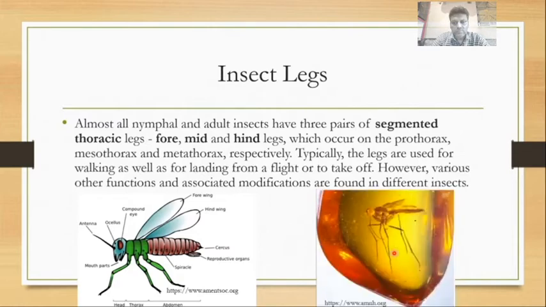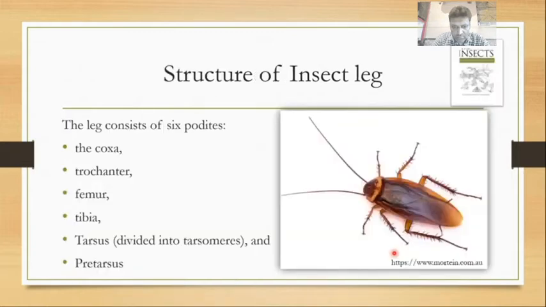Insects have two types of locomotory organs, wings for flying and legs for walking. Typically, the legs are used for walking as well as for landing from a flight or to take off. However, various other functions and associated modifications are found in different insects. But first, let's talk about the structure of insect legs.